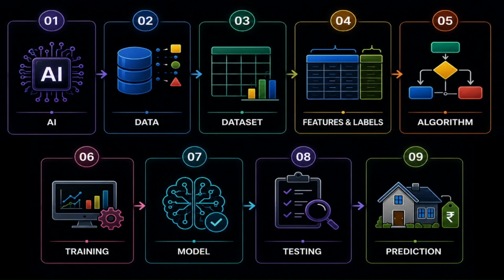So today we learned all these important machine learning terms. We discussed AI, data, dataset, features, labels, algorithm, training, model, testing, and prediction. I hope all these terms are now easy to understand, and that you have a clear basic idea of how they are actually connected with each other.